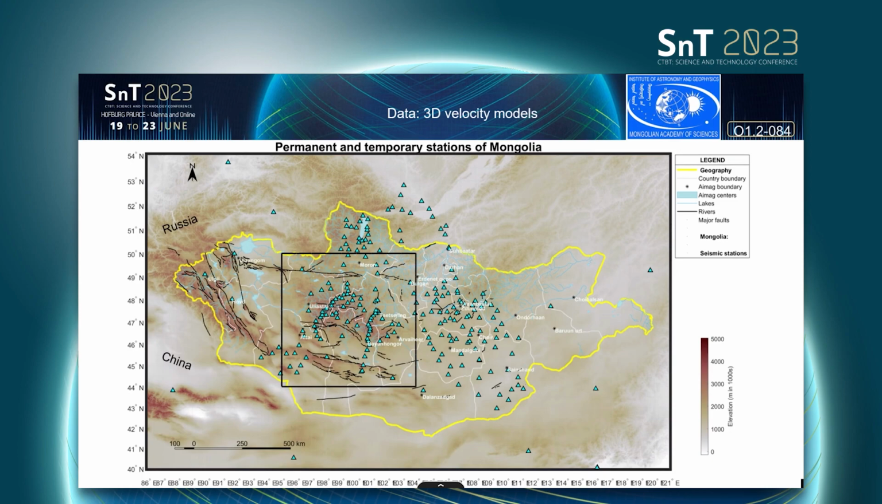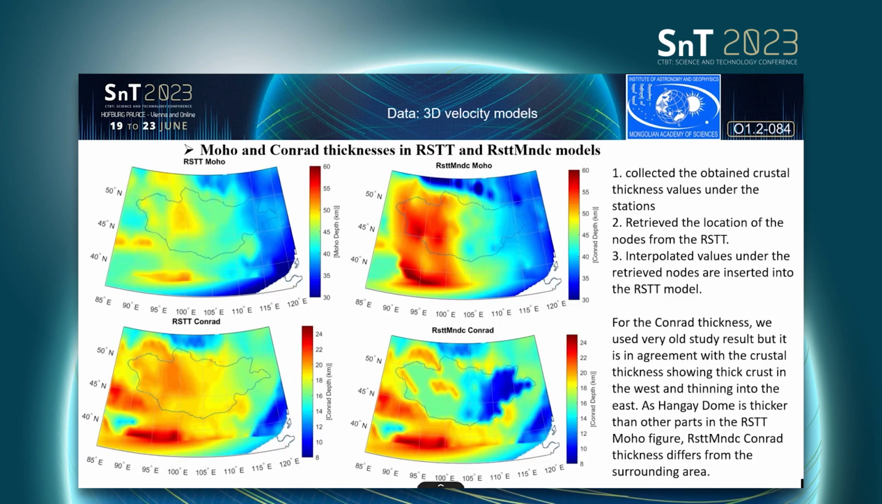The crustal thickness has been studied by different authors, and in MNDC we use a half space model, and we need to change it in the near future. So about RSTT, it's just great. So we need to obtain RSTT for Mongolia.